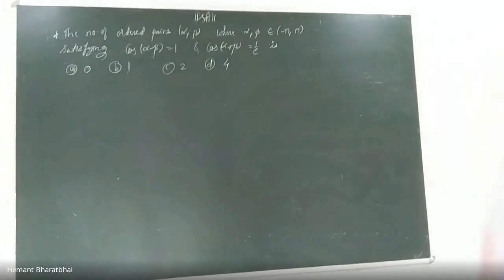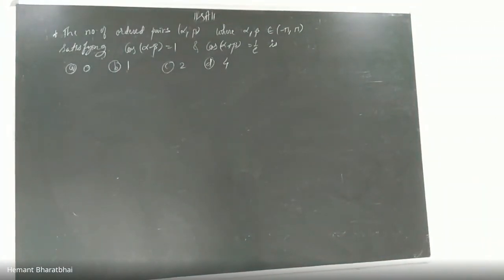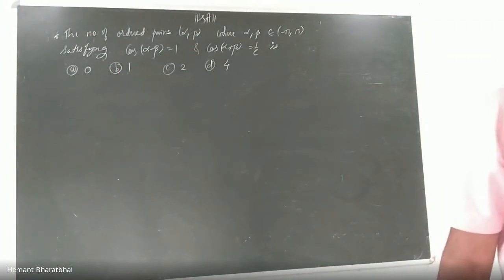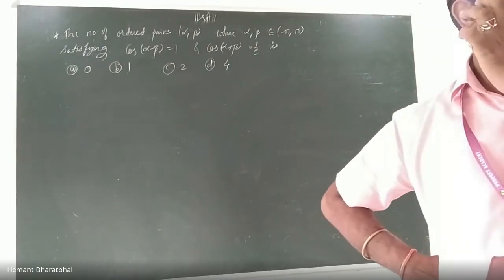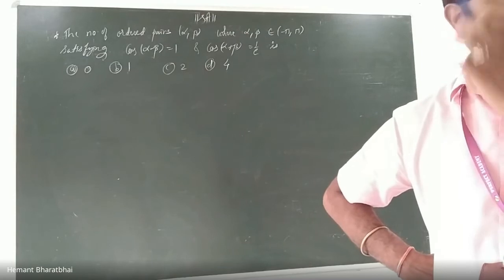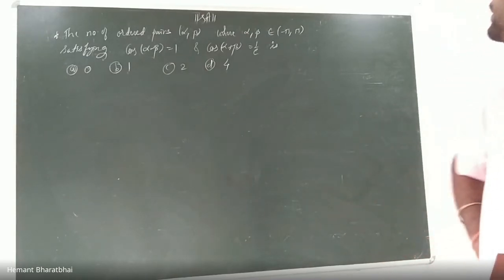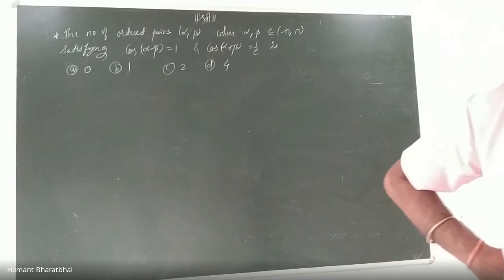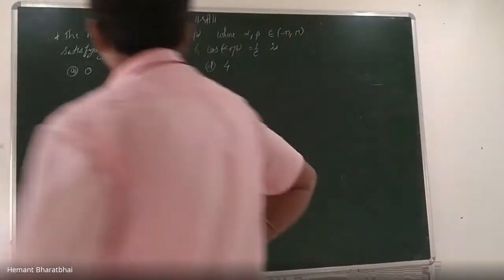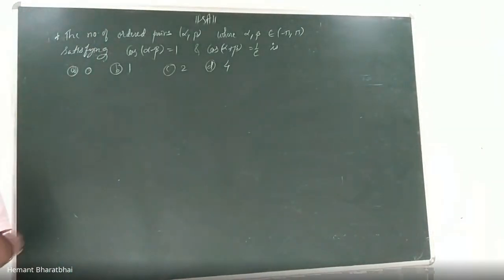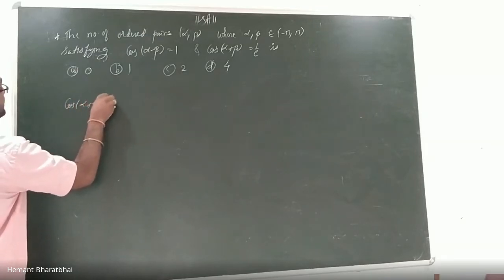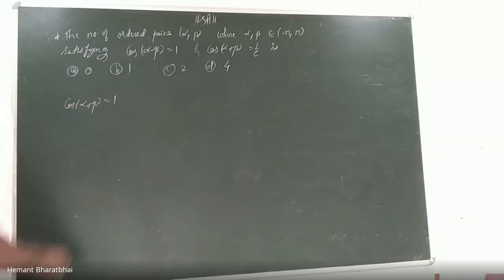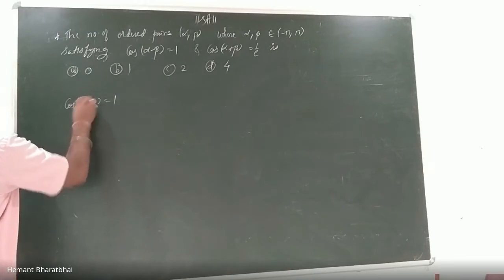So when I say ordered pairs, it means first I will have to write the value of alpha and then I will have to write the value of beta. At the same time, he has given us that the values of alpha and beta should lie only between minus pi to plus pi. So let's solve this. So he has given us cos of alpha plus beta is equal to 1. Sorry, alpha minus beta is equal to 1.